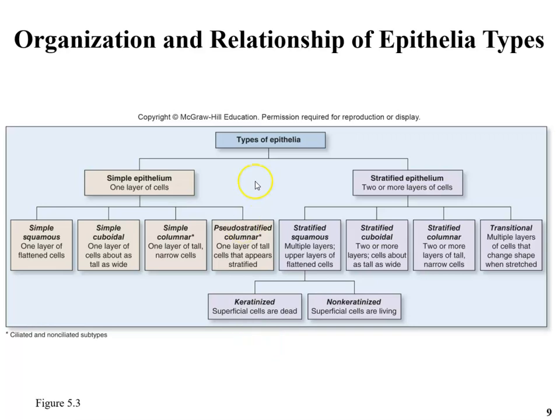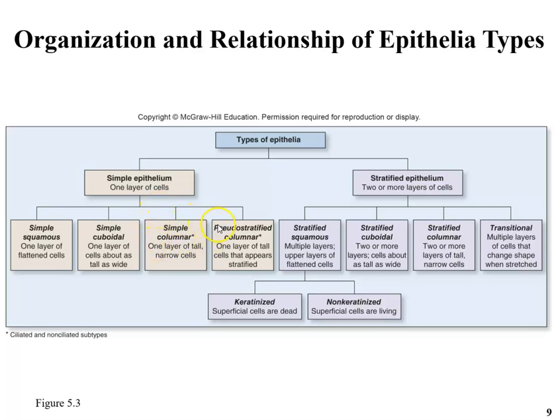Okay, looking at this chart, there are a few divisions to be aware of. The first division is between simple epithelium, which involves one layer of cells, and stratified epithelium, which involves two or more layers of cells. The second division is down here under simple epithelium.